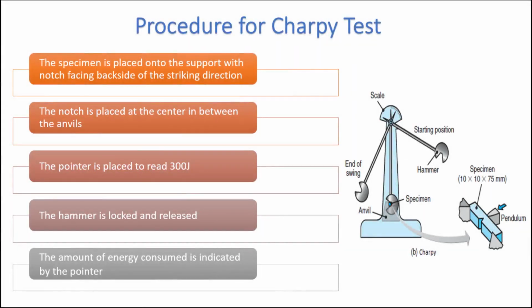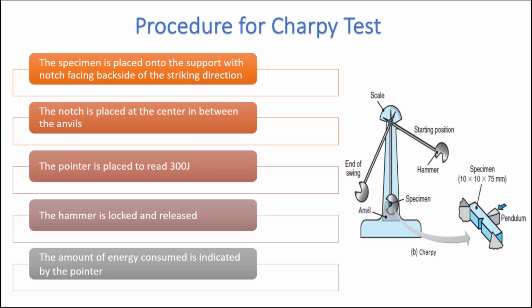Here is the step for the Charpy test. From the diagram, we can see how the specimen is placed, and the main structure for the Charpy test is the hammer, anvil, and also the scale. Firstly, the specimen is placed onto the support with the notch facing the back side of the striking direction. Then the notch is placed at the center in between the anvils.